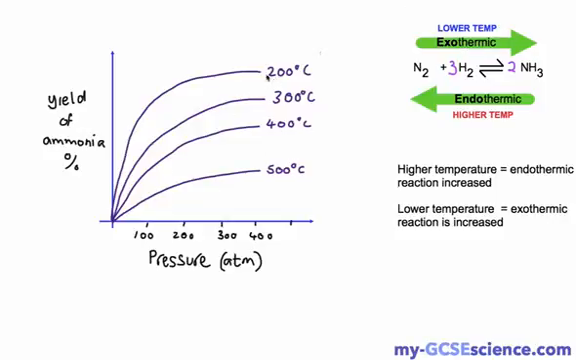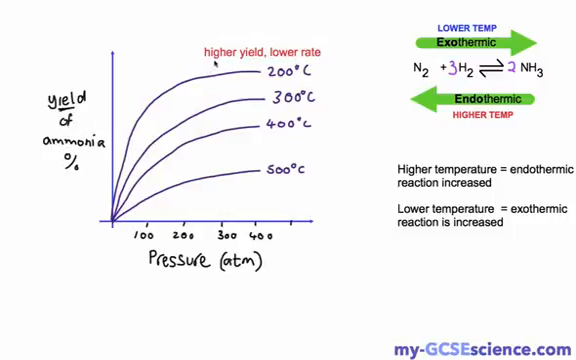because look, this is our 200 degrees, that's the lowest of our temperatures, and it's giving us quite a high yield of ammonia in comparison to the others. If we have a higher temperature, 500 degrees, we've got a lower yield. But that might make us think, well, let's carry out the reaction at 200 degrees because that's when we get the highest yield. But what you have to remember is that yield and rate of reaction are two different things.